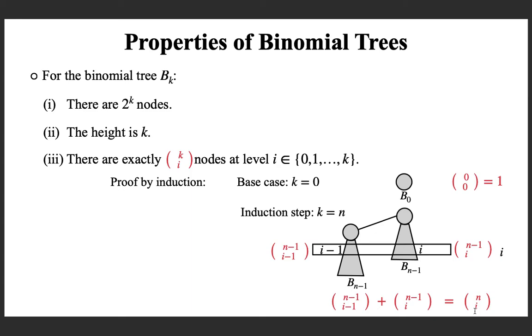And hence by the method of mathematical induction you can conclude that for all values of k greater than or equal to 0, the number of nodes at level I of Bk is k choose I. And note that this is the reason why such trees are called binomial trees, because the number of nodes present in a given level is this binomial coefficient.